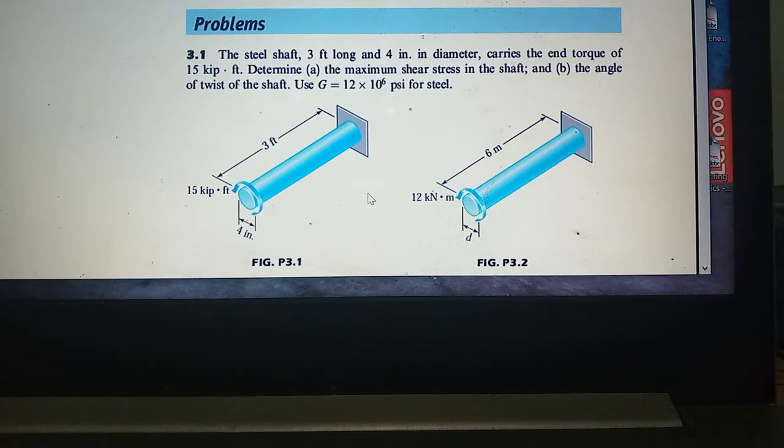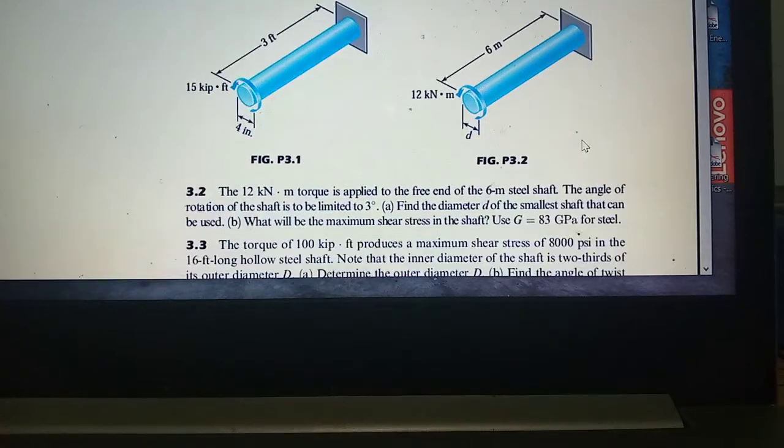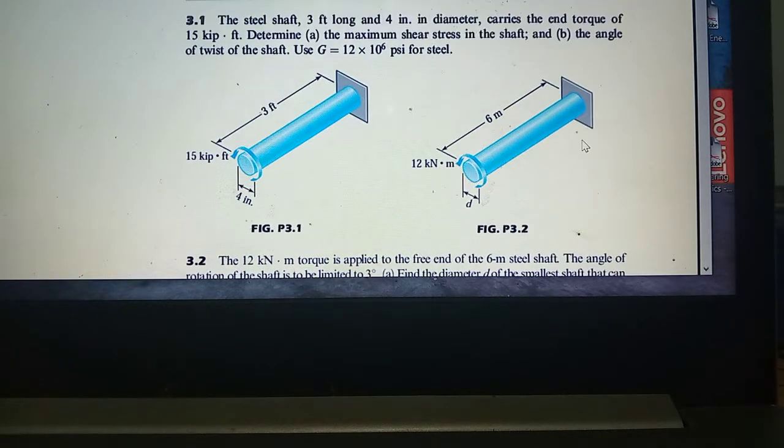Okay, so today we will discuss several examples for our topic, torsion. The following problems in our video came from the book of Pytel and Kiusalaas, Mechanics of Materials, 3rd edition. I know, 2nd edition. Okay, so first, we will try discussing the solution of our first three problems, from 3.1 up to 3.3.